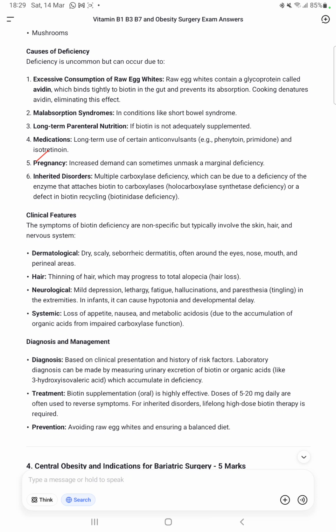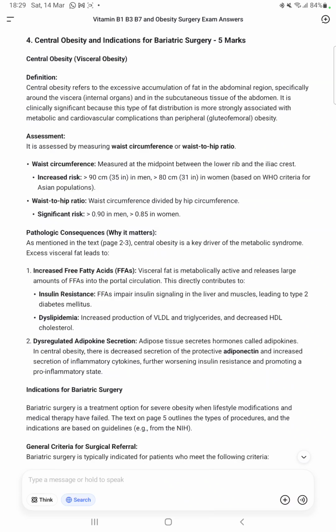Diagnosis and management is based on clinical presentation and history of risk factors. Laboratory diagnosis can be made by measuring the urinary secretion of biotin or organic acids like isovaleric acid. Then biotin supplements can be taken orally. A dose of 5 to 10 milligrams daily is used to relieve the symptoms, and consumption of only raw egg white should be avoided.